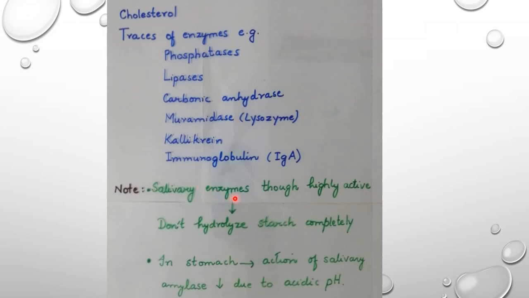Salivary enzymes act on starch and hydrolyze starch, but salivary enzymes are not capable enough to break down starch completely. Complete digestion of starch takes place in the small intestine. In the stomach, the action of salivary amylase comes to an end, and this is due to the acidic environment of the stomach.